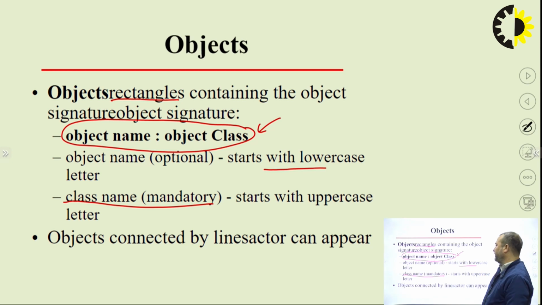Class name starts with an uppercase letter, like Student. So a particular student is an object, ST1, ST2 and all that. Class name, meaning Student, is mandatory. It is not required to name the particular student, though you can write the object name. Objects are connected by lines, and an actor can appear, right?